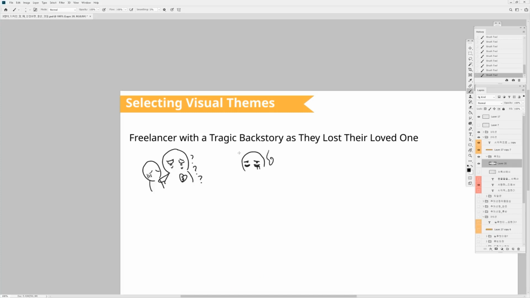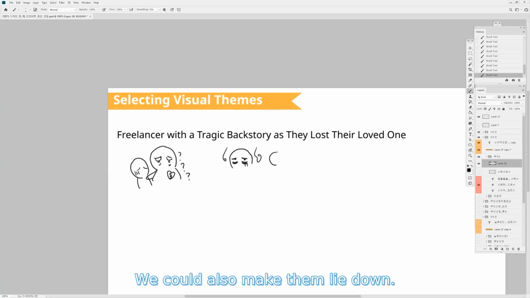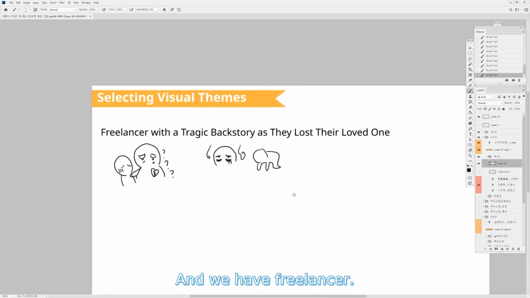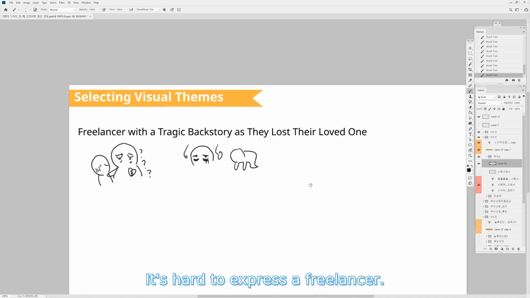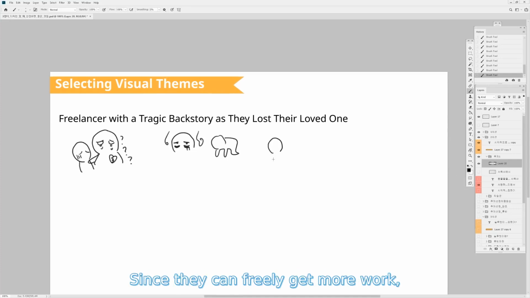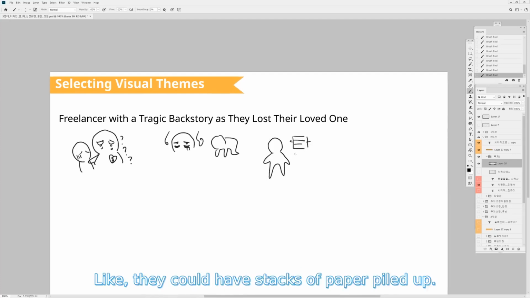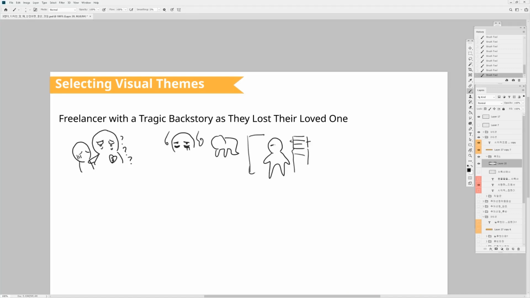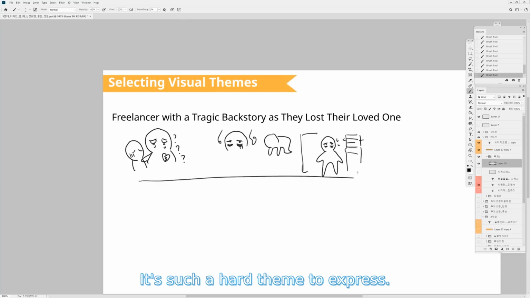Gloomy. We could also make them lie down. Wah, nothing goes my way. And we have freelancer. It's hard to express a freelancer. Since they can freely get more work, they might have a lot of work to do. Maybe there's a stack of paper. Like, they could have stacks of paper piled up. It's such a hard theme to express.